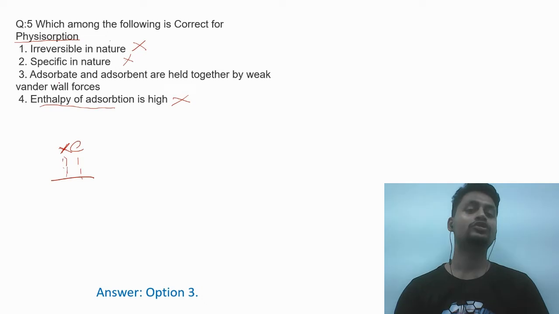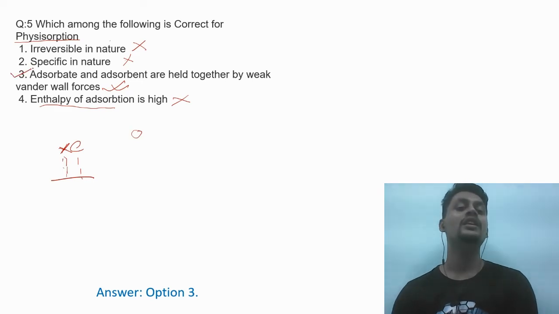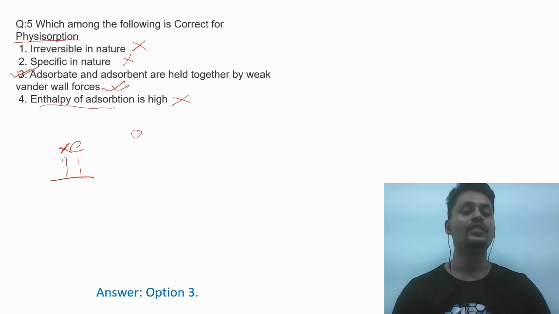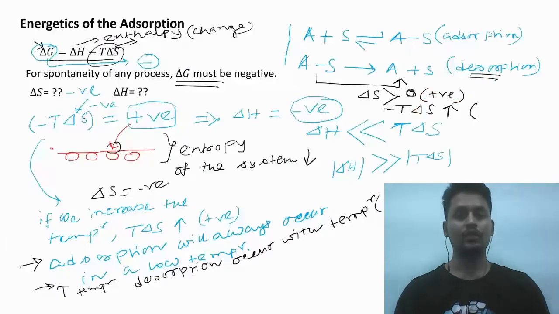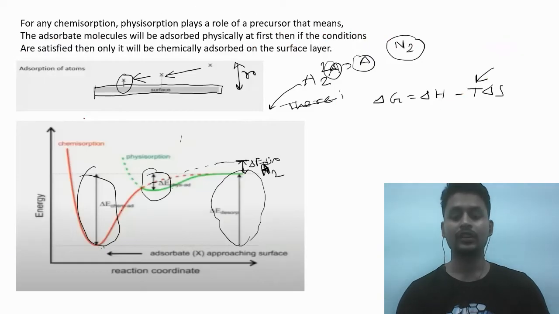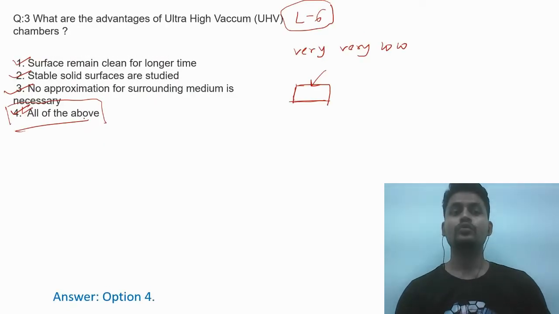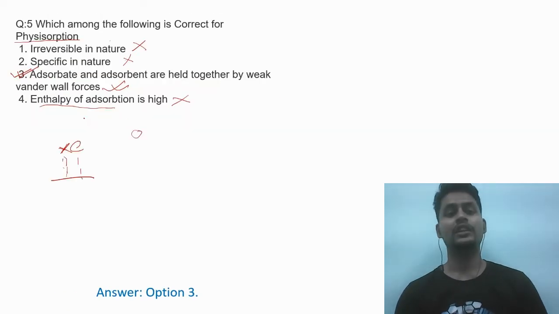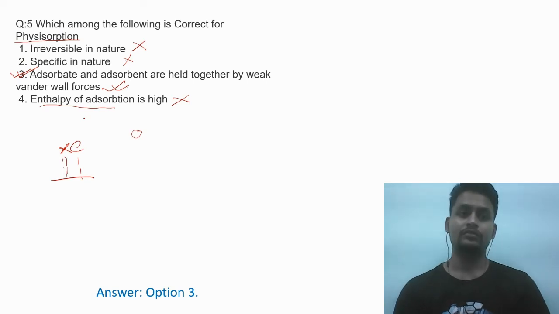So what has it written? Adsorbate and adsorbent, adsorbate meaning the add atoms and adsorbent meaning the surface, are held together by weak van der Waals forces, right? We have already discussed that physisorption normally takes place because of some physical force, normally the van der Waals force. So this is obviously the correct option, option number three. We have already discussed what adsorption is, then the energetics of adsorption, then the types of adsorption, and the energetics again for the two kinds of adsorption. From that discussion, you can easily do this question, right?